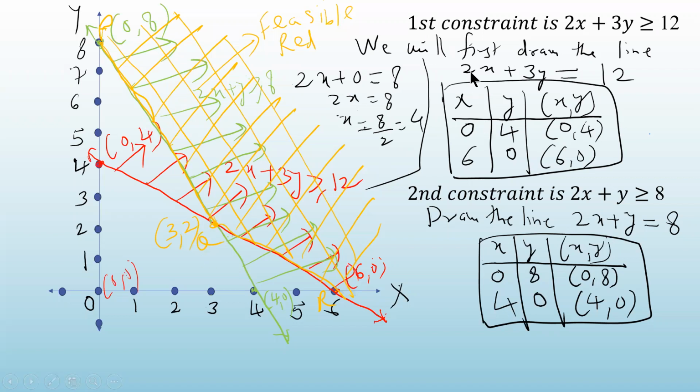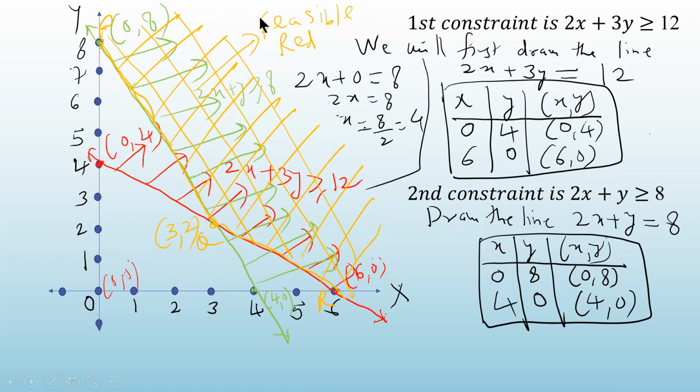Look at here. If you put x equal to 3 here and y equal to 2, you will get 12. See, 2 into 3 is 6, and 3 into 2 is 6, so you'll get 12. Similarly, 3, 2 also lies on this line. Put x equal to 3. So 2 into 3 is 6 and y equal to 2. So 6 plus 2 is 8. So this point is there on both the lines. It is satisfying the equation of both the lines.